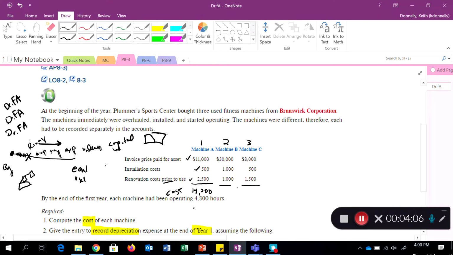Likewise, same thing for B and C. We did the same thing. We paid the installation costs. We renovated it prior to use. So we're going to have 30 plus 1 plus 1. That's 32,000. Then this guy, it's going to be 8,000 plus 500 plus 1,500. That's going to be 10,000. There we go. Step 1 or requirement 1 is done.